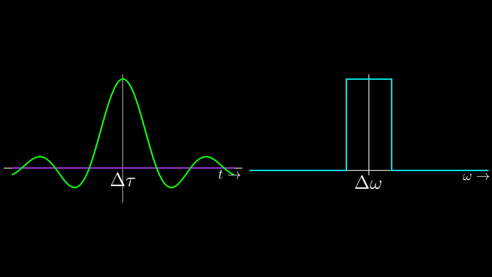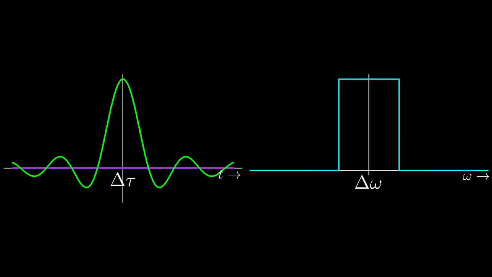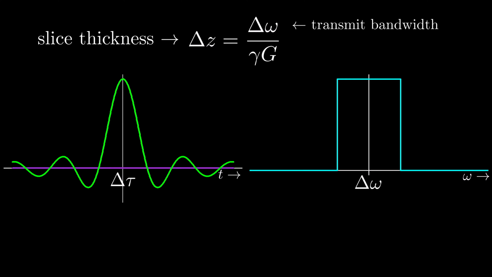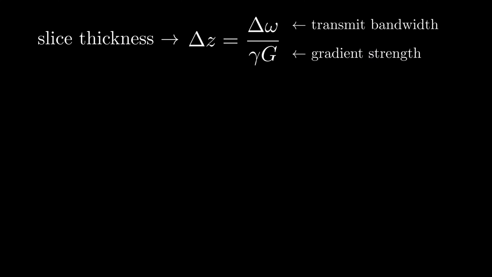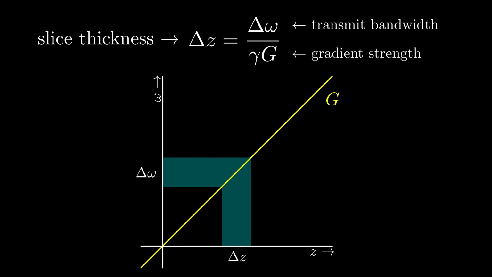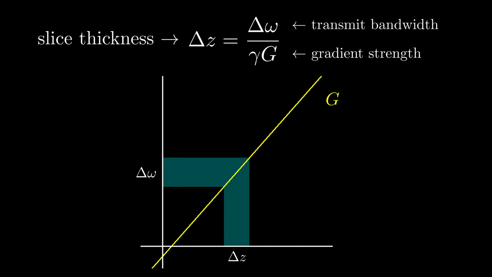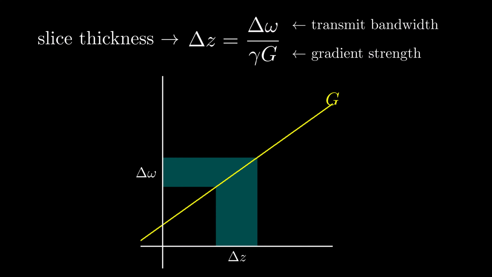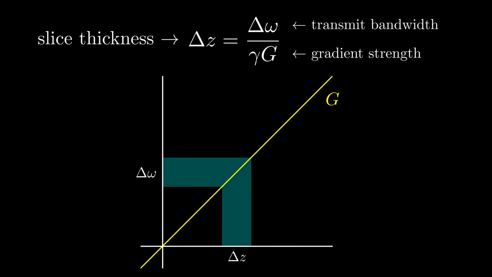The transmit bandwidth is inversely proportional to the sinc pulse lobe duration as we've seen before, and slice thickness is directly proportional to transmit bandwidth by the Larmor equation. Slice thickness can also be altered by the gradient strength. If I make a plot of frequency versus position, the slope of this yellow line represents the gradient strength, G, and a specific center frequency and bandwidth maps to a slice location and thickness. So we can change the slice thickness by modifying the bandwidth, or by changing the gradient strength. Nearly every MRI textbook has some version of this plot making that connection.